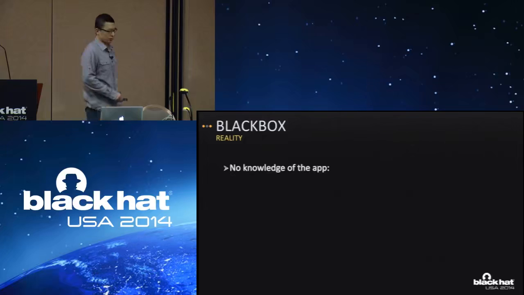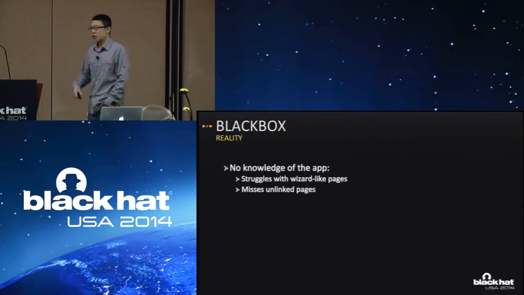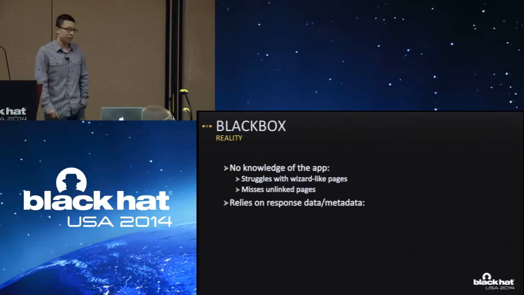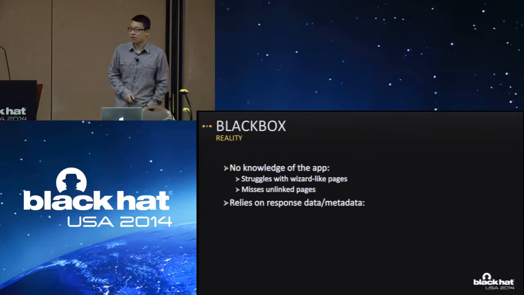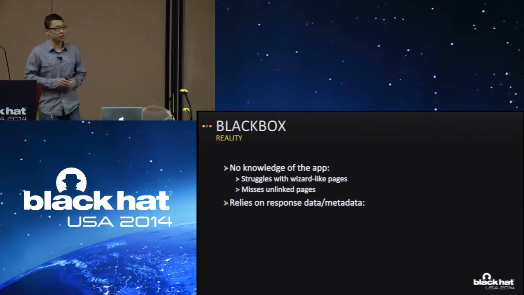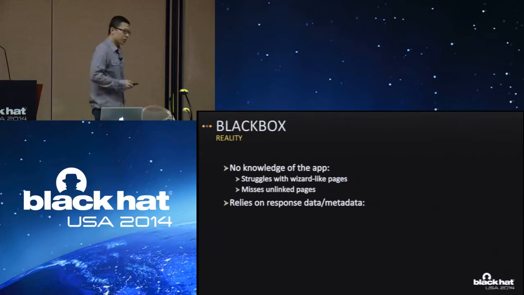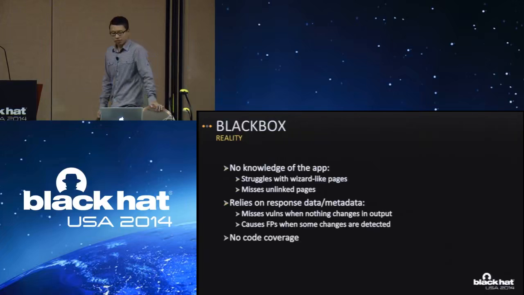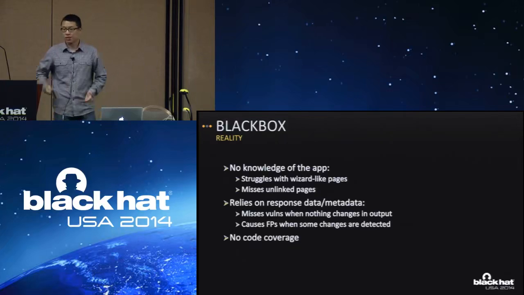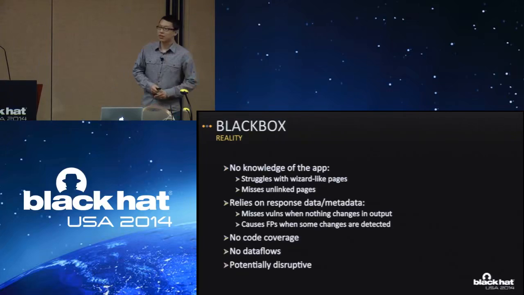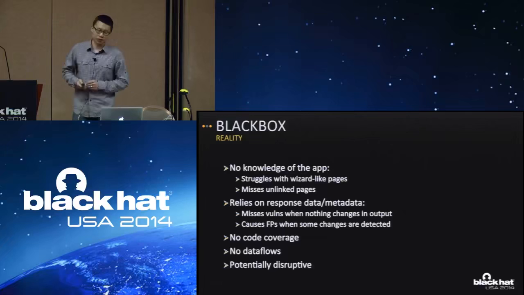And then let's talk about black box tools. Quickly, they don't have knowledge of the app. And they can't deal with multi-stage requests, where they struggle with wizard-like pages and stuff like that. They also rely heavily on the response data from the server. So if a vulnerability is purely on the server side, and it doesn't respond with much data to the attacker, it's really hard for the black box tool to tell whether there's a vulnerability or not. There's no code coverage because it's a black box. There's no data flows because it's a black box. And it could be potentially disruptive because of all the attack data that the tool sends to your server.